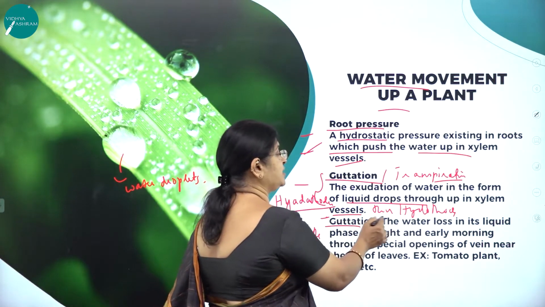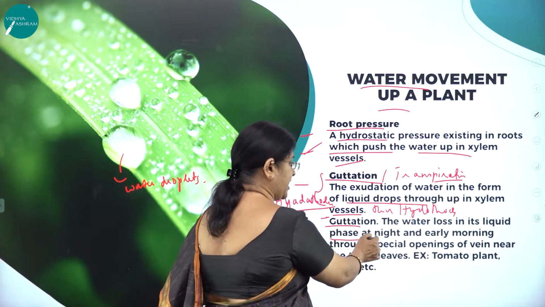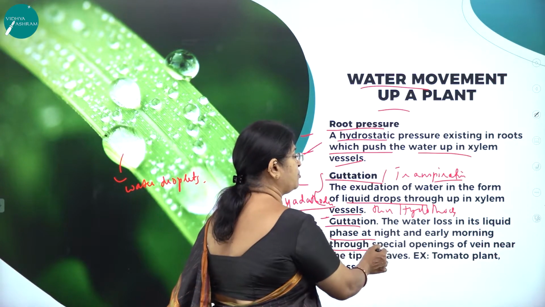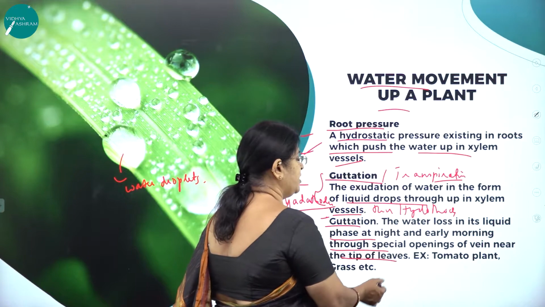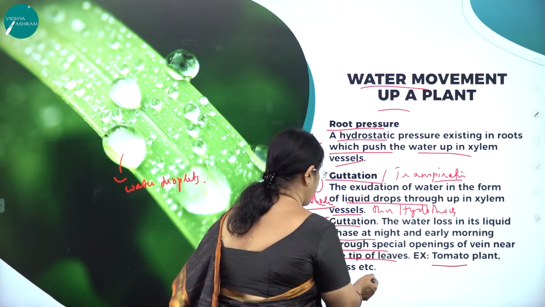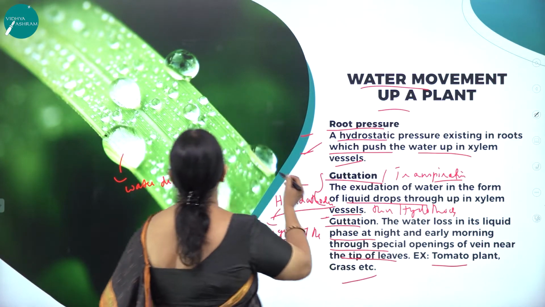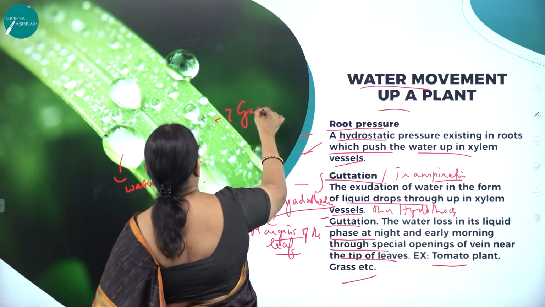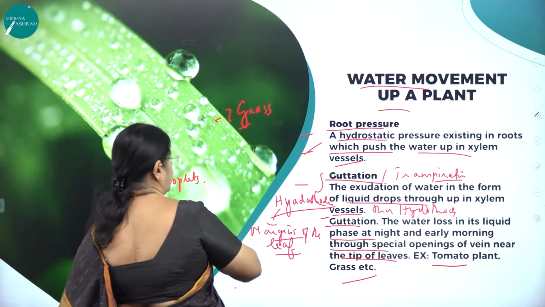And guttation, as I said, is the water loss in its liquid phase at night and early morning through special openings of veins near the tip of the leaves. For example, we come across it in tomato plant, grass, etc. Here you can see the grass. You can see the water droplets.